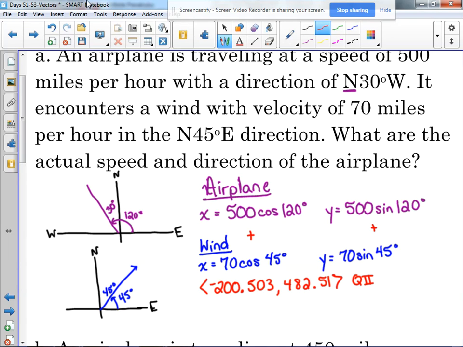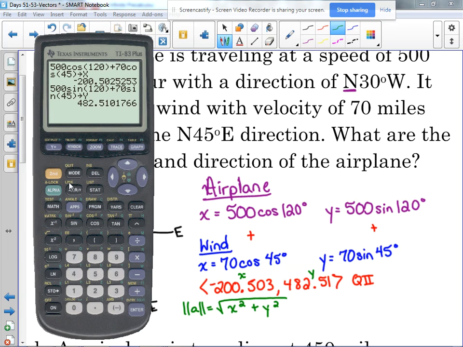Okay? We've got the components. We need the actual speed. The actual speed is the magnitude. We need to find the magnitude here. So the magnitude of A, since we're talking about the airplane, is equal to the square root of the x component squared plus the y component squared. I'm just going to write x and y there because that's what I'm going to do in my calculator.